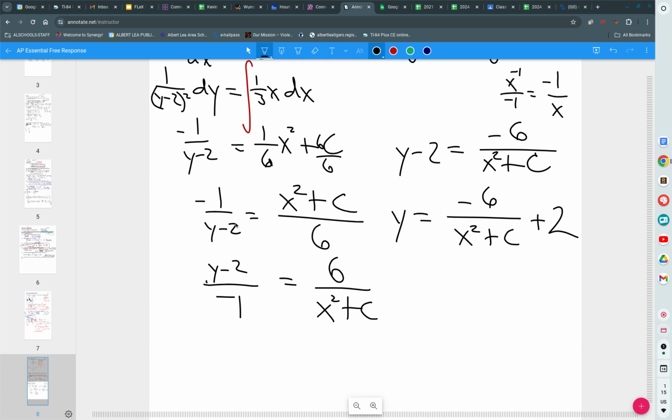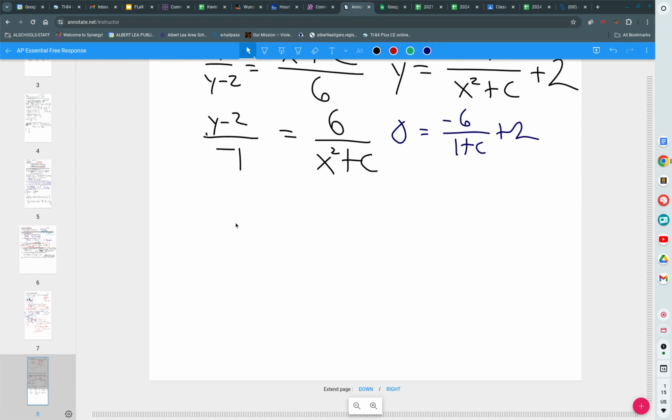I would like to have a particular solution. What is my last step to find the particular solution? Is it 1 that goes in for x and 0 for y? Is that how it sets up? So 0 is equal to negative 6 over 1 plus a constant plus 2. So that's what we're trying to solve.